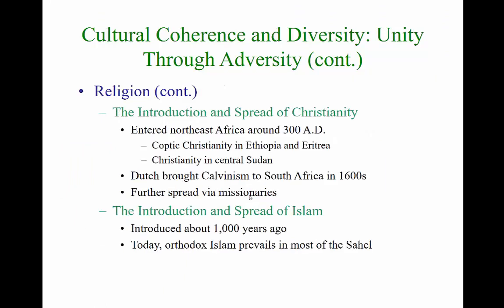This talks about religion. So we've got the spread of Islam, especially down the Indian Ocean coast. But in northern Africa, that's going to be a lot more prevalent. But we have colonization by the Dutch and the Portuguese, who bring their own religion, such as Calvinism or Roman Catholicism.